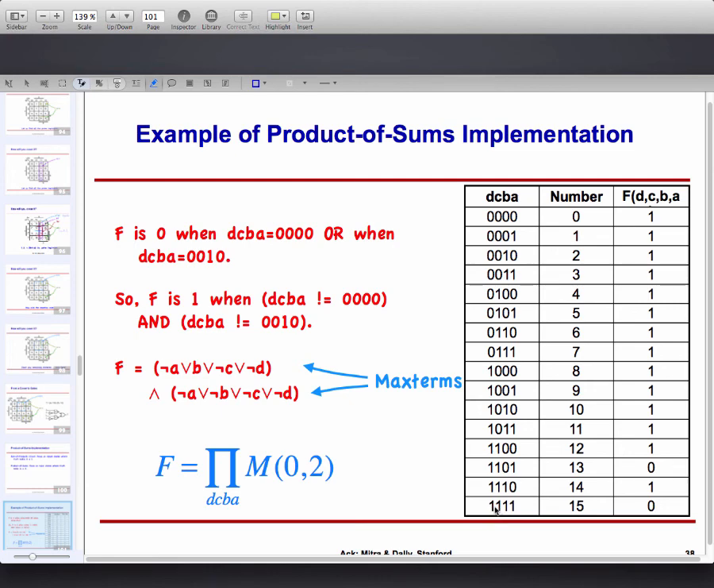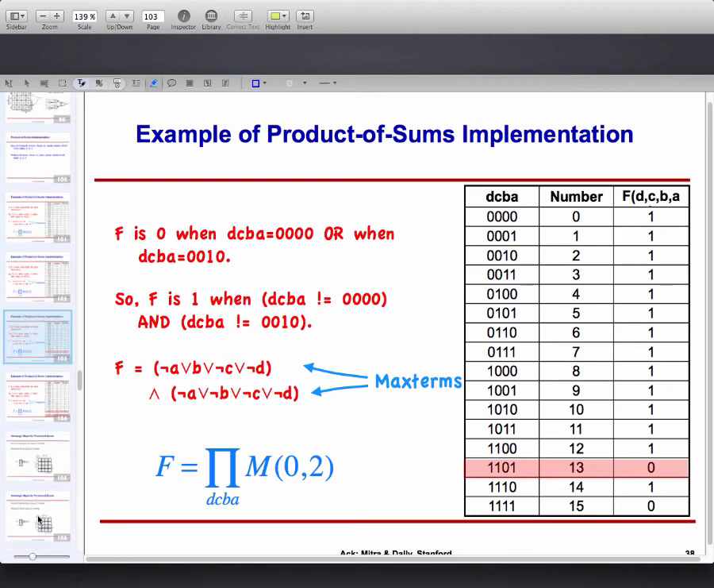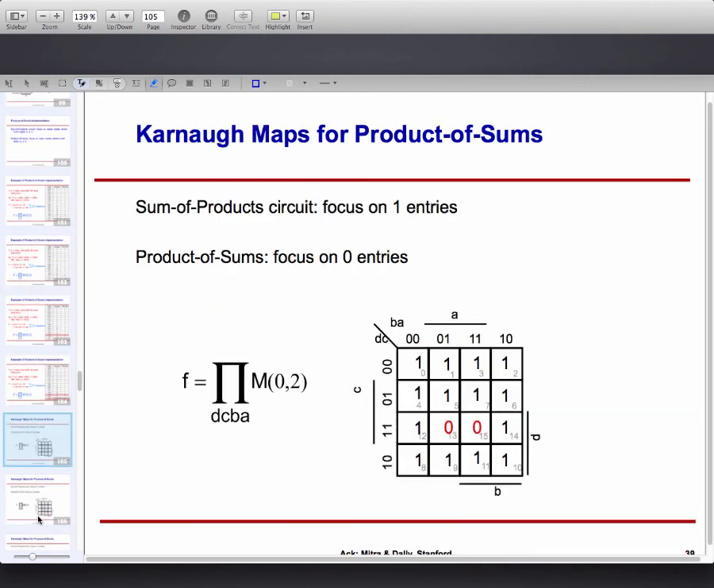The basic idea is that if, for example, DCBA is 1, 1, 1, 1, then that's when we want the function to be 0. So that particular term would be 0, and the output of the AND term would be 0. Let's see how it plays out. In the Karnaugh map for these kinds of functions, we focus on where the function has 0 values. In this particular case, the 0 values are in these two boxes, box number 13 and 15 in our previous truth table.